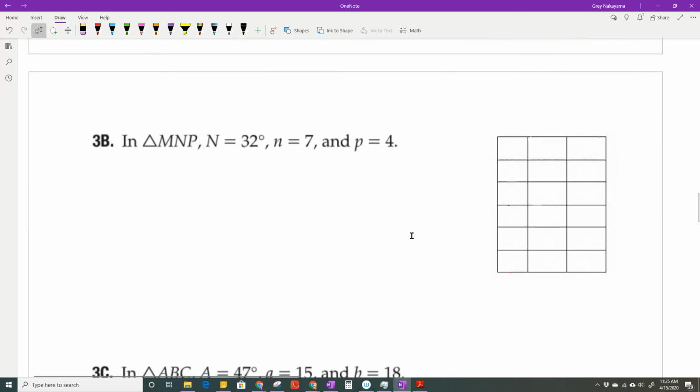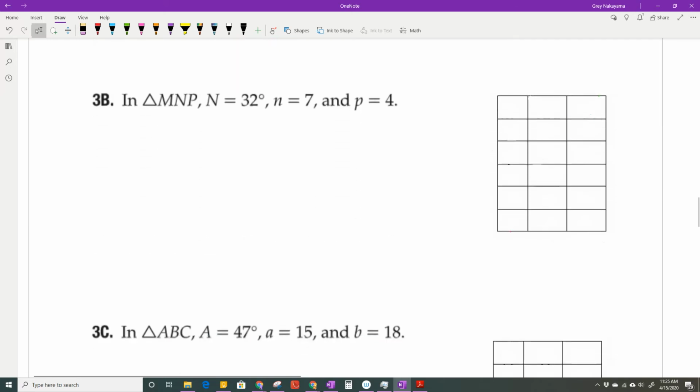All right, so let's go to 3B. 3B looks like this. I got triangle MNP. Big N is 32, little n is 7, and little p is 4. So again, I'm setting up my letters, M and P. Okay, so where is my pair? I have a pair here at big N and little n. So that's what I'm going to start with.